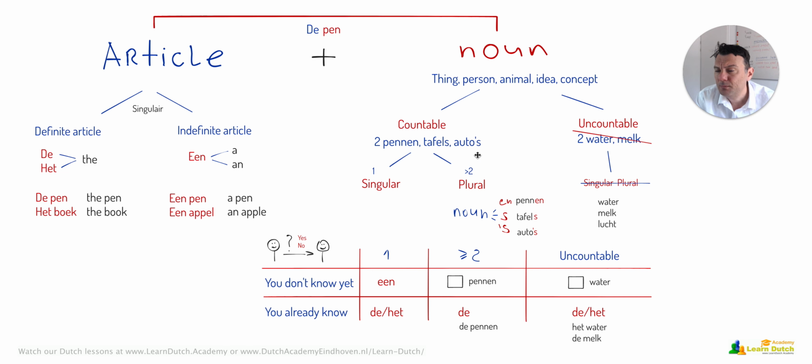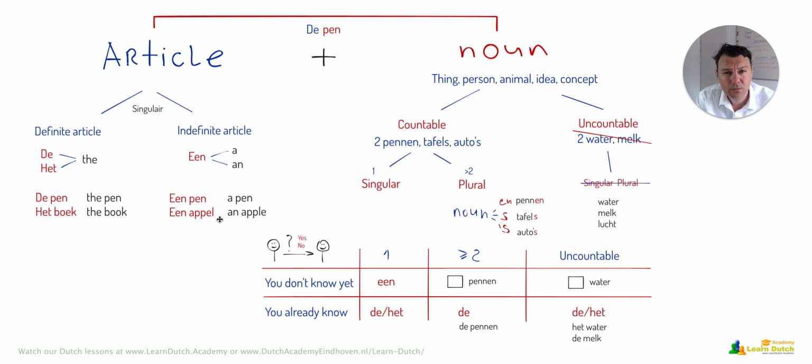Countable nouns could be singular or plural. Singular means one piece or one. Plural means 2 or more. For instance, 2 pennen or tafels or auto's. Singular is only one, like een pen or an apple.